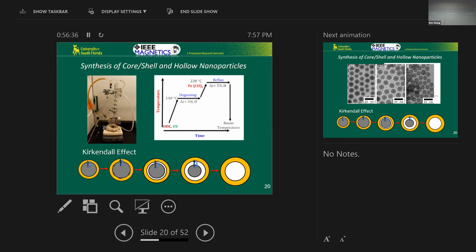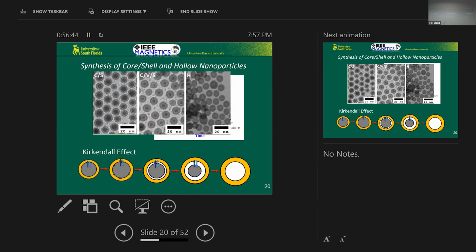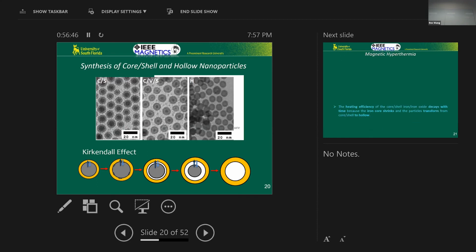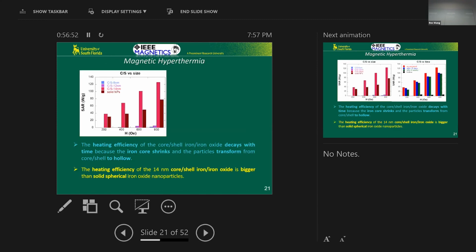Unfortunately, it's not good for our hyperthermia because we want to make stable particles, right? Here, the magnetization keeps changing with time. So this is what we found out. We did a sequential study as the core shell becomes completely hollow, and we looked at the dynamic magnetization process. Let me go and show you the results.